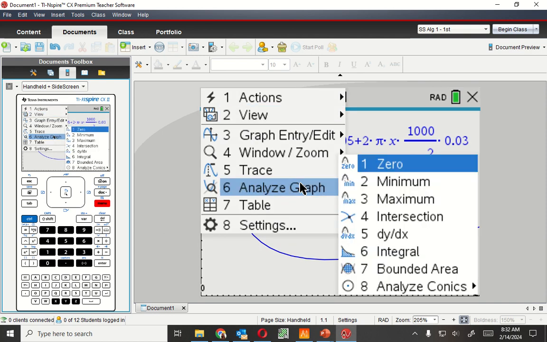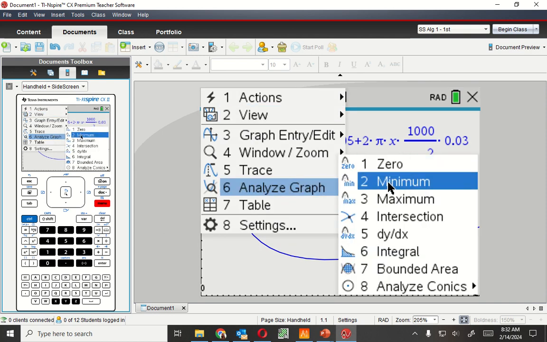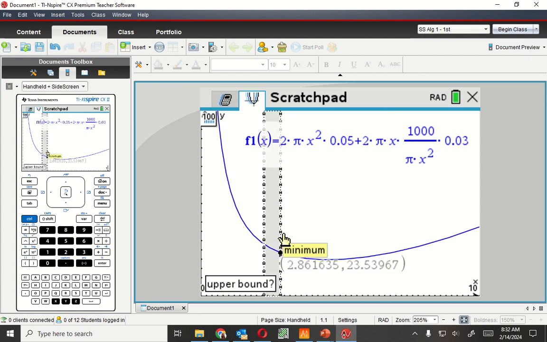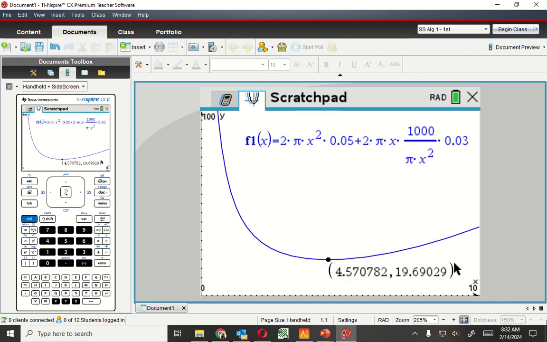So let's analyze it, and I'm looking for the minimum. So select the lower bound somewhere over here, upper bound right there. Probably 4.5. Okay? It's almost like that's the answer we got when we did our math. So does that tell me my math is correct? Yes, it does tell me my math is correct. So, given that value, that's my radius.